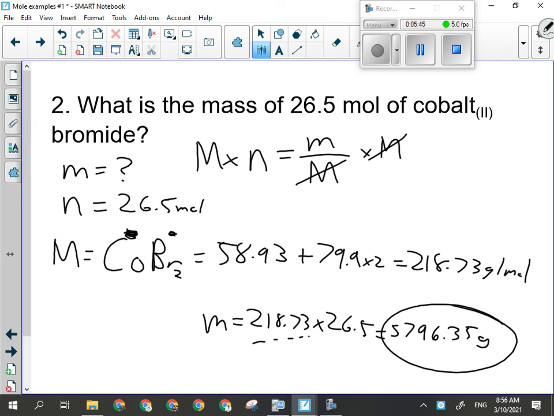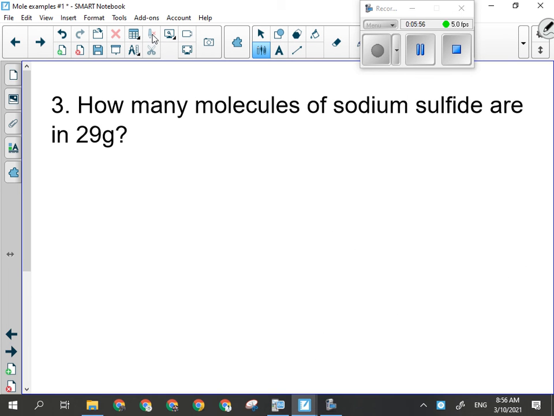Okay. Now, the next one I'm going to put up is going to involve that extra step with Avogadro's number. You're going to be asked to calculate the number of molecules of sodium sulfide in 29 grams. This is a number you're going to need. This is Avogadro's number. It'll always be supplied to you because it's on your formula sheet or the back of your periodic table, and it'll be on your unit exam. So you don't have to memorize that number. It'll always be given to you.